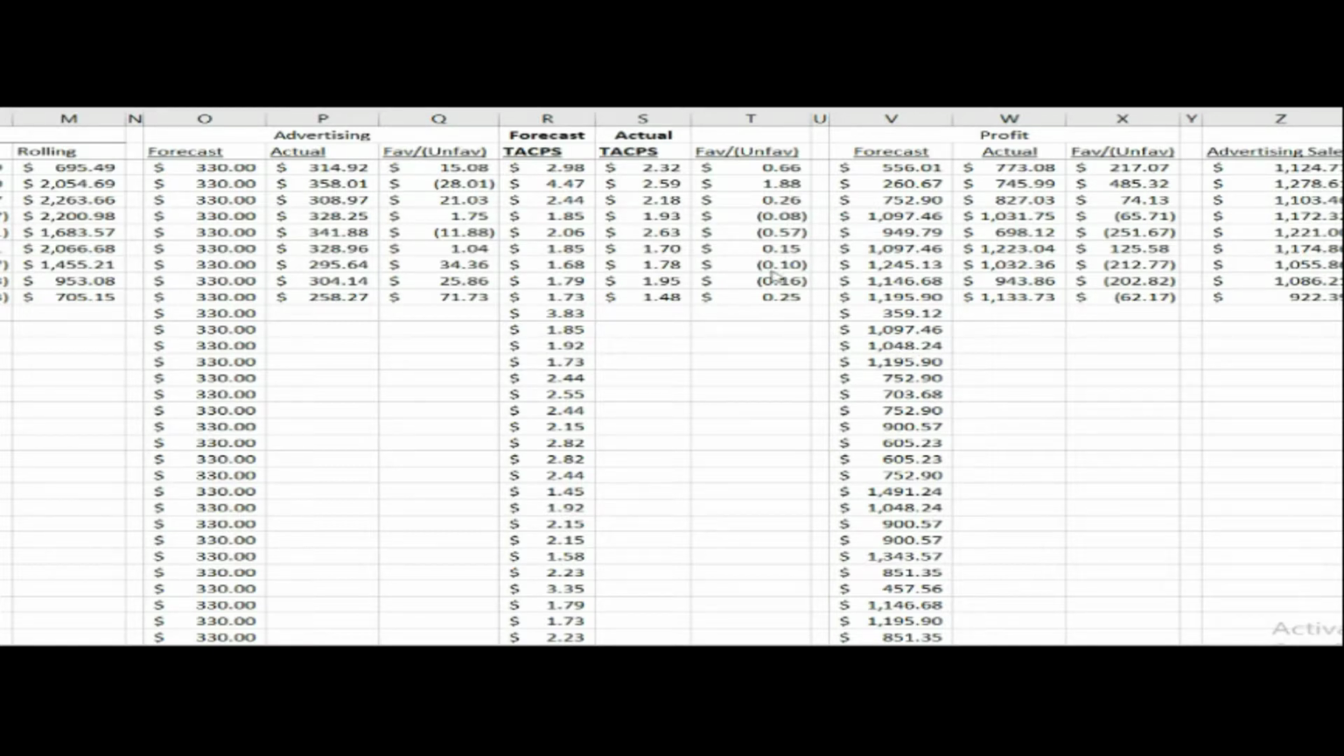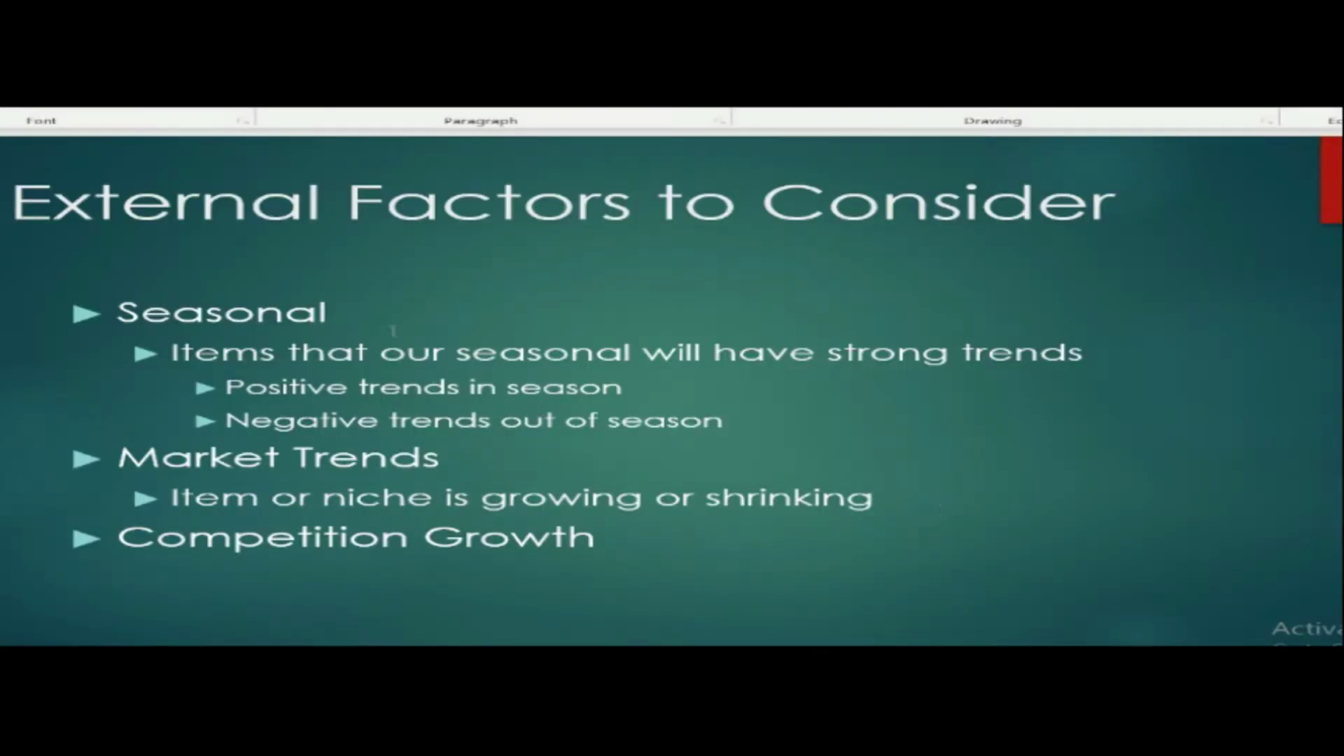After recording this information over time, you can start to notice trends, whether positive or negative. As you can see, we had a positive trend in our advertising sales as a percentage of net sales, as well as our total advertising cost per sale over the course of those 9 days. Of course, the more time you look at, the stronger your trends will be. But there are also some external factors we want to consider.